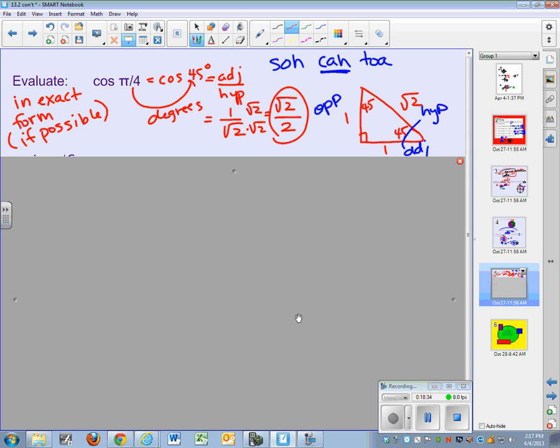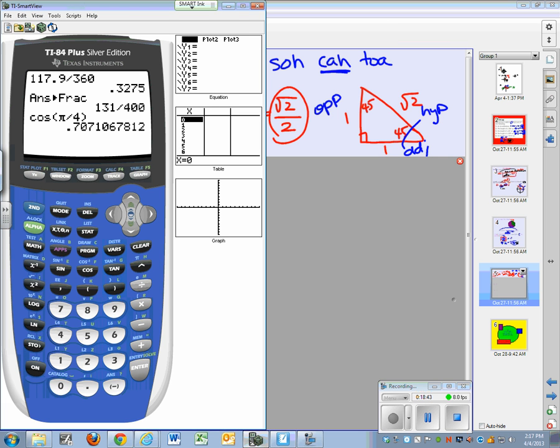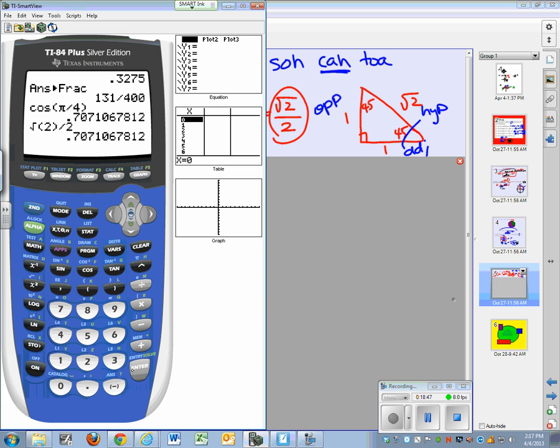Okay, grab your calculators again and plug in the square root of 2 over 2. Which is the exact form of the answer that your calculator gave you when you did the cosine of pi over 4. Questions? Okay, let's try another one.